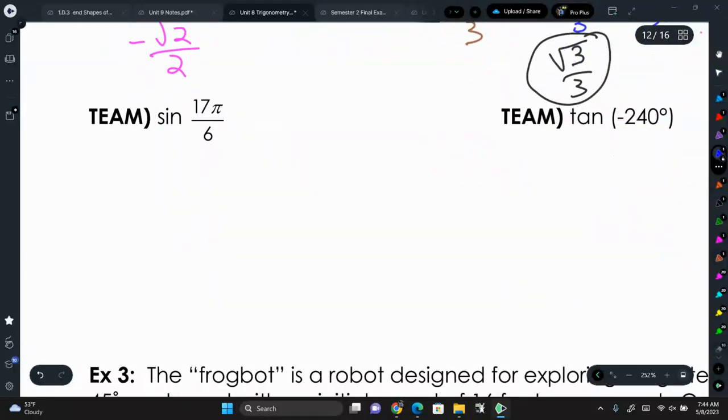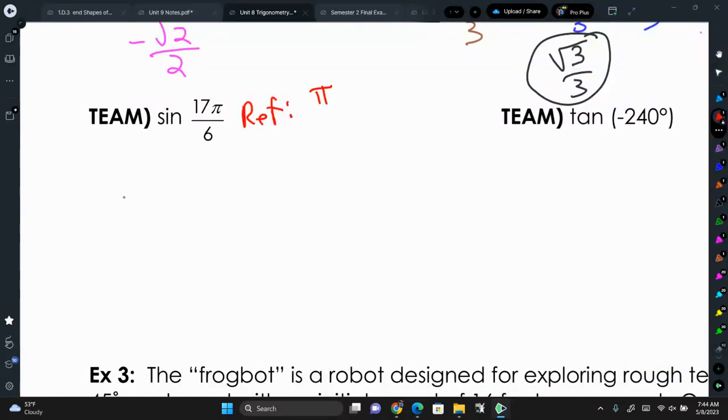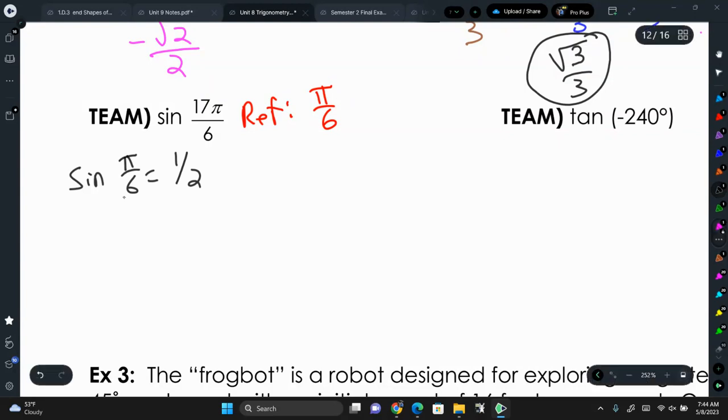Next, sine of 17 pi over 6. Our reference angle, again, is going to be pi over 6. Well, the sine of pi over 6 is 1/2. So now we have to figure out what quadrant our angle is in.